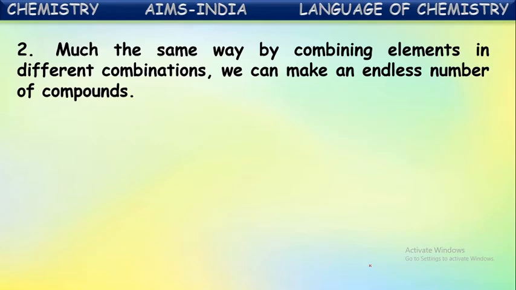In much the same way, by combining elements in different combinations, we can make an endless number of compounds. Just as English letters are combined in different ways to form so many English words, there is a limited number of elements. How many elements are found till now? 118 elements are found till date. These 118 elements combine in different combinations to form an endless number of compounds, so many crores of compounds.